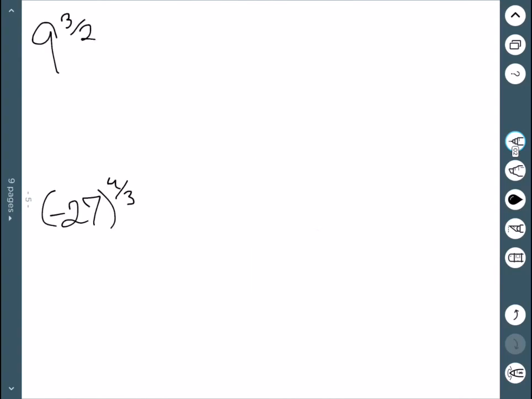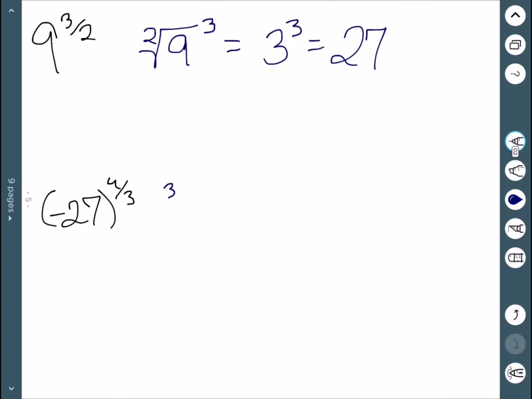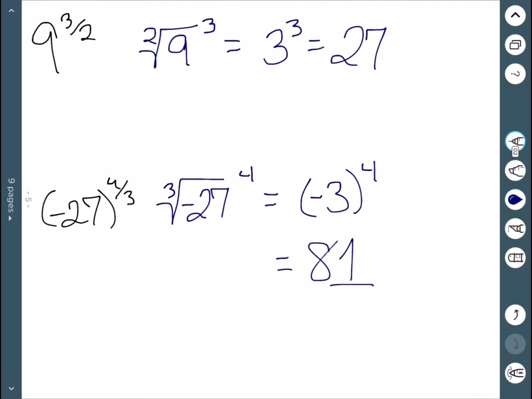For example, 9 to the 3/2 power means I'm going to be taking a square root, since 2 is on the denominator, and then I'm going to be raising that to the 3rd power. The square root of 9 is 3, and 3 to the 3rd power is 27. -27 to the 4/3. Well, the 3 tells me I'm taking the cube root of -27 and then raising it to the 4th power. The cube root of -27 is -3 raised to the 4th power, which is 81.